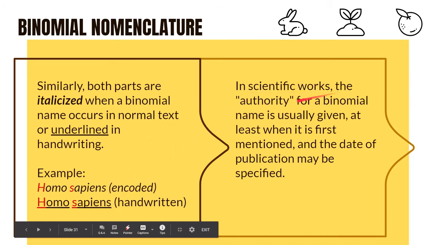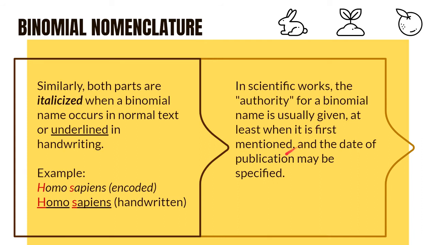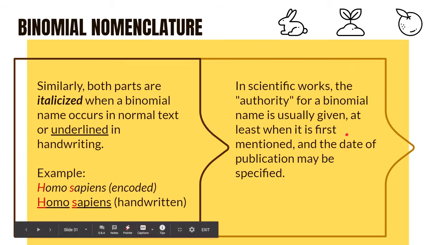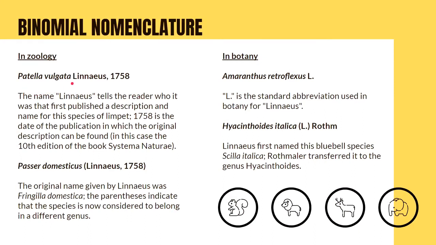In scientific works, the authority for a binomial name is usually given when it is first mentioned, along with the date of publication. This is high level biology, but we might as well mention it. In zoology, you write the name of the one who discovered and named the species. Most of the time you will see the name Linnaeus, which means Linnaeus was the one who first published the description of this species, followed by the year it was published, 1758. This is how animal scientific names are written in some zoology books.